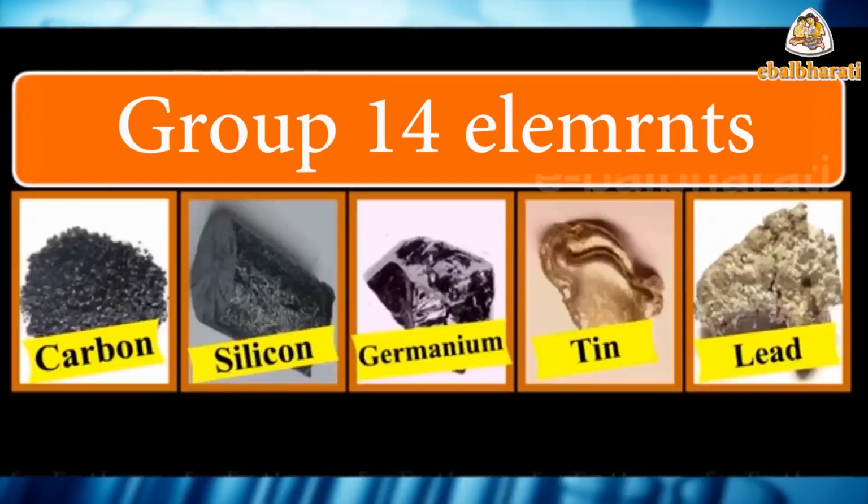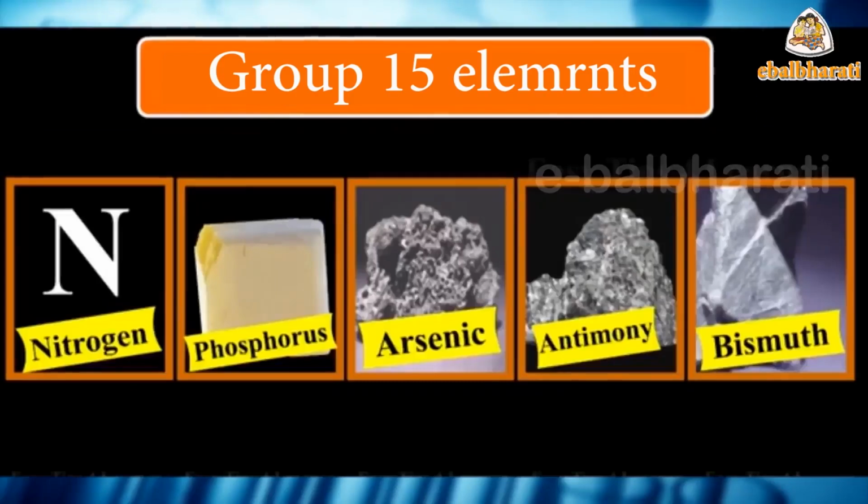The elements carbon, silicon, germanium, tin and lead form group 14, called the carbon family. The elements nitrogen, phosphorus, arsenic, antimony and bismuth belong to group 15 of the periodic table, called the nitrogen family.